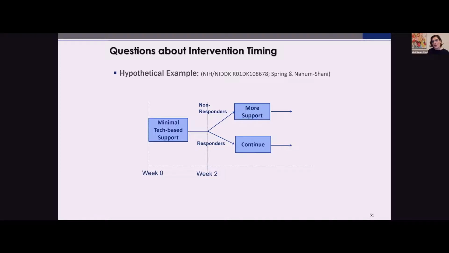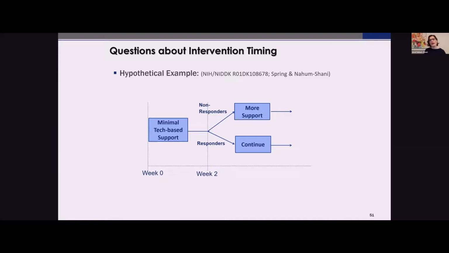Because we have empirical evidence from Bonnie's prior studies indicating that if overweight and obese adults don't lose a sufficient amount of weight by week 2, when they are provided minimal technology-based support initially, they're highly likely to fail to achieve the ultimate goal of the intervention, which is 5% weight loss by month 12. And because we don't want people to fail, we want to identify them early, classify them as non-responders, and give them more support. Whereas responders, they do okay, right? If it's not broken, don't fix it. They can just continue with the same initial intervention. All right, that's the motivation.